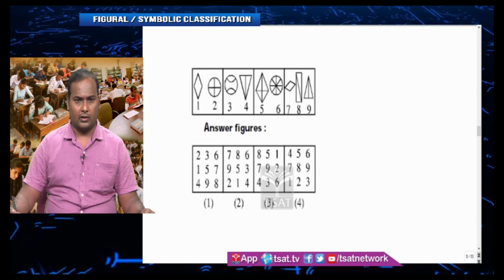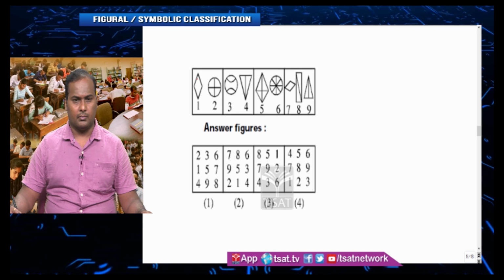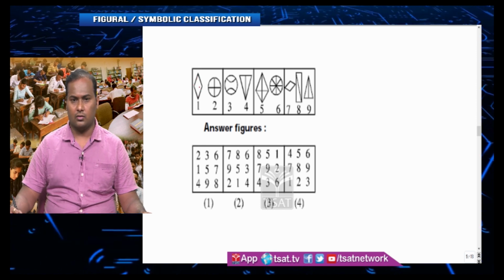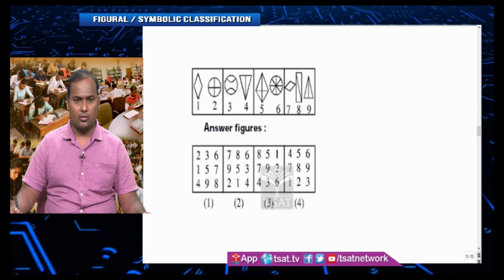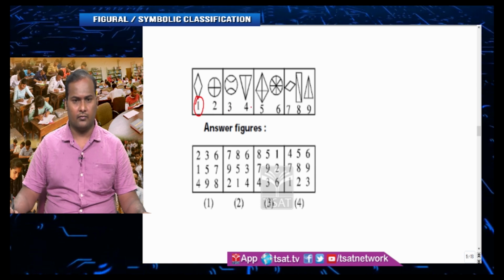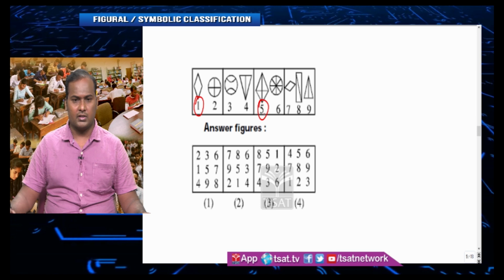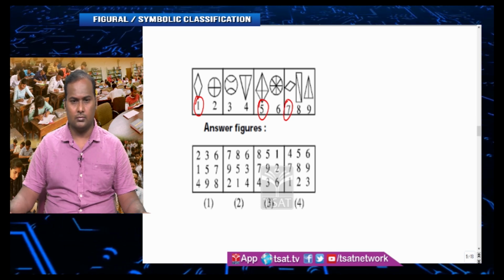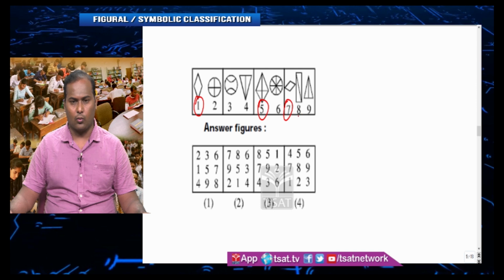See, in this particular question, the first symbol is a kind of quadrilateral. So we'll try to focus much on quadrilaterals now. Figure 1 is a quadrilateral. Figure 2 is circle, 3 is circle, 4 is triangle, again the 5th one is a quadrilateral, and the 7th one is also a quadrilateral, and the 8th one is also a quadrilateral.